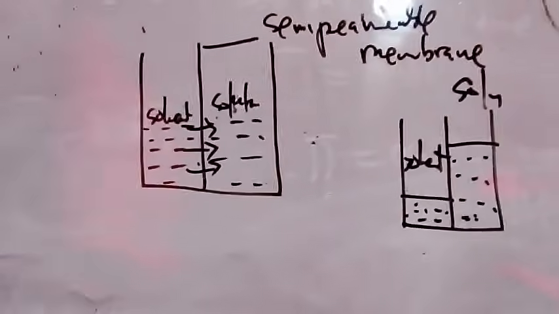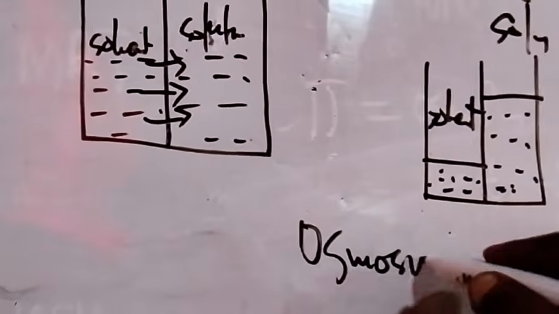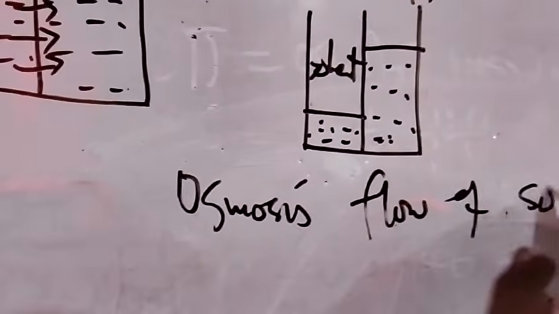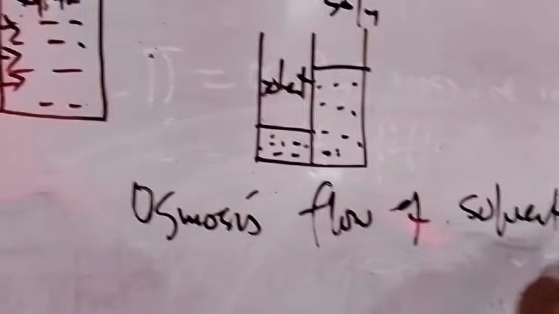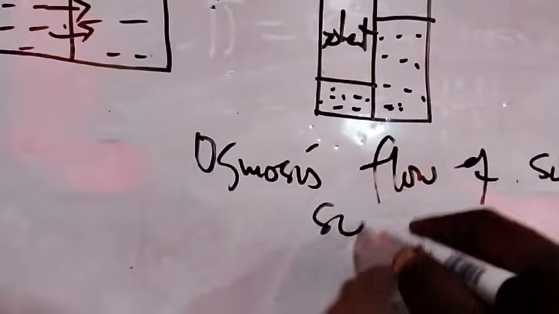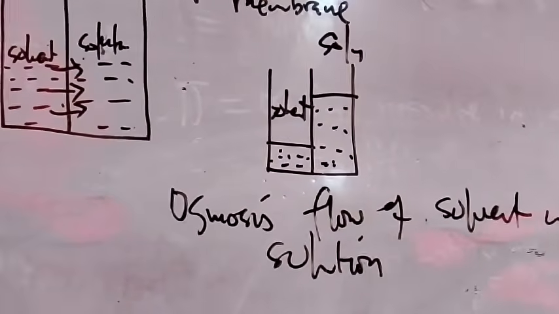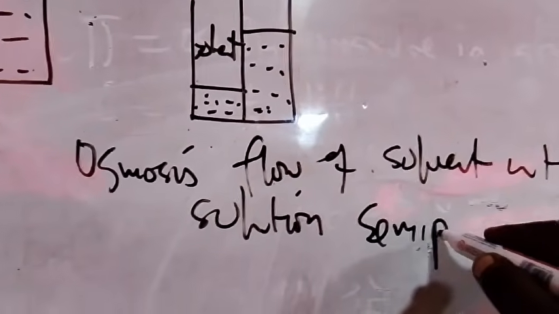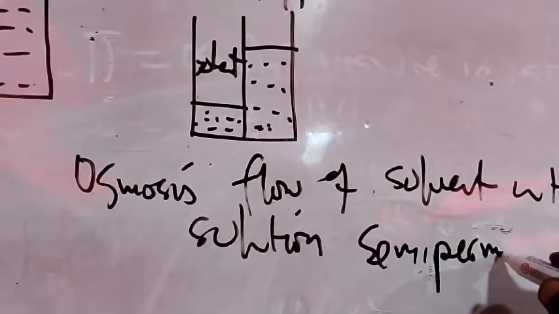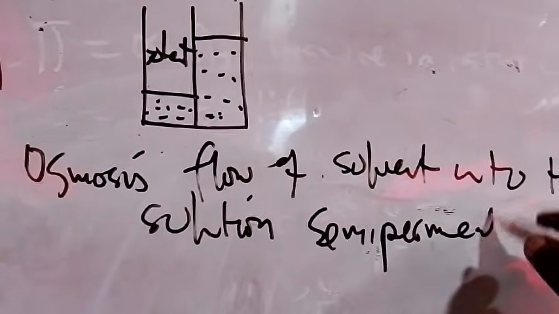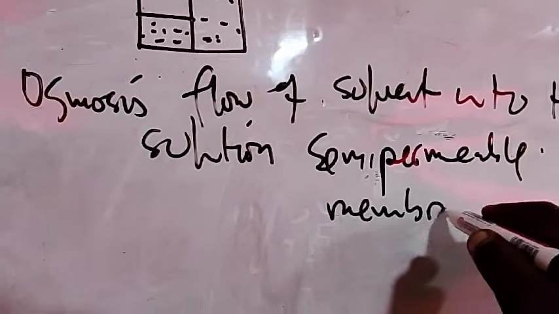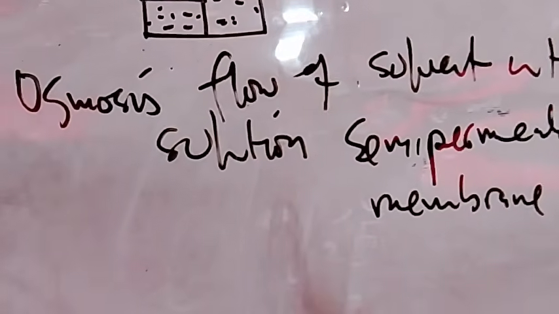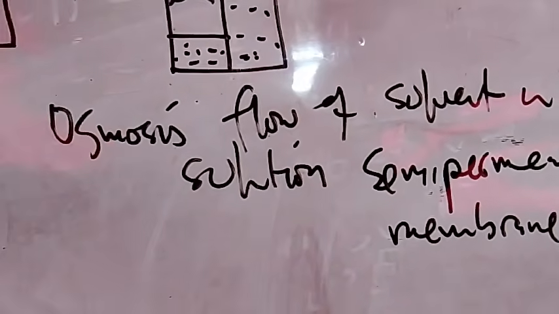Osmosis is the flow of solvent into the solution through a semi-permeable membrane. A membrane can be animal skin or vegetable or fruit skins.